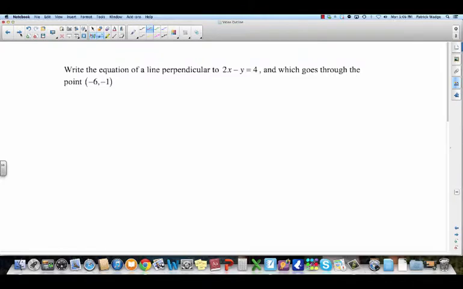Let's do another one. Write the equation of a line perpendicular to 2x minus y equals 4, and which goes through the point negative 6, negative 1. Okay, so the first step we said was to find the slope of the line you're given. Here's the line we're given. That's 2x minus y equals 4.